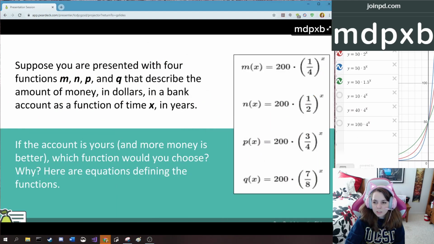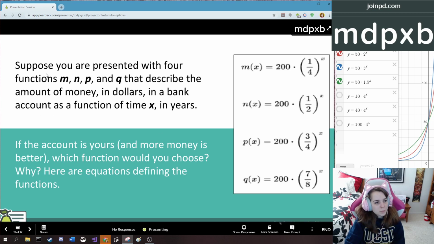This is again going to be a multiple choice for you to choose from. Suppose you are presented with four functions, m, n, p, and q, that describe the amount of money in dollars in a bank account as a function of time, x, in years. If the account is yours, the more money the better, right? So which function would you choose?